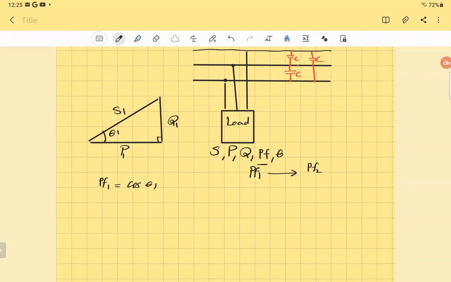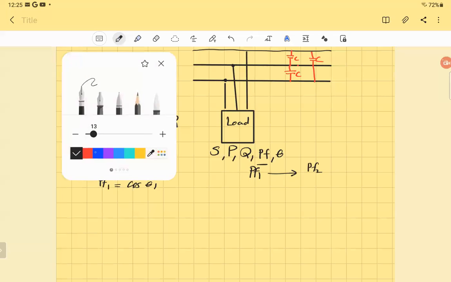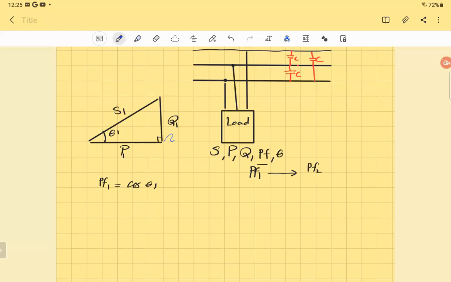And we want to improve it from theta 1 to theta 2, or from power factor 1 to power factor 2. So what we're going to do, we're going to add a capacitor. The capacitor will go in the other direction. Observe that that's the Q of C. Observe that the Q will be in the opposite direction, and the power does not change. Why the power doesn't change? It's the same.